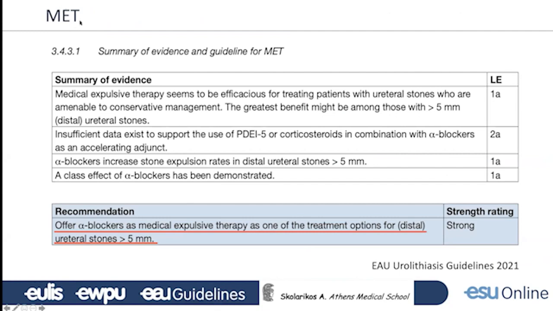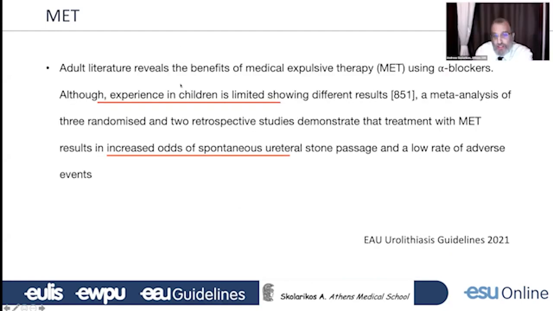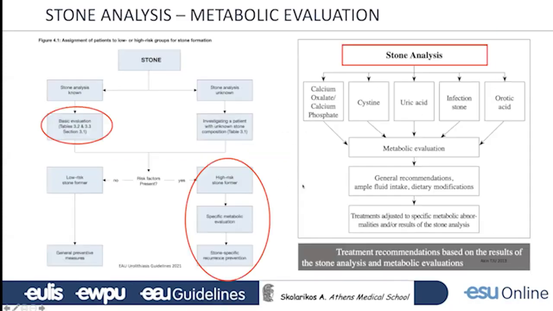Regarding medical expulsive therapy, in adults we do have the indication nowadays, and we know that we should use alpha blockers as medical expulsive therapy for distal ureteral stones larger than 5 millimeters. In children, though, the experience is very limited. There are 3 randomized controlled trials and 2 retrospective studies saying that it is effective and safe, but you have to realize that, as in adults, the treatment is off-label in children.